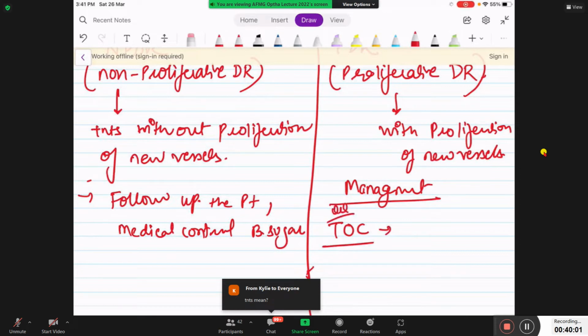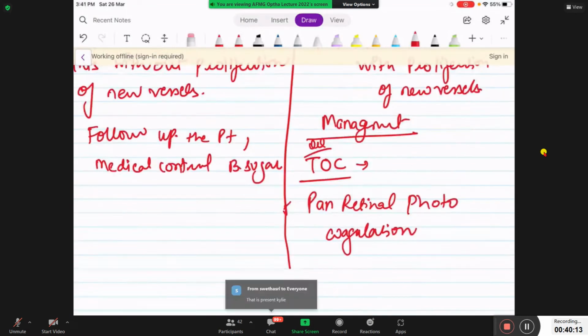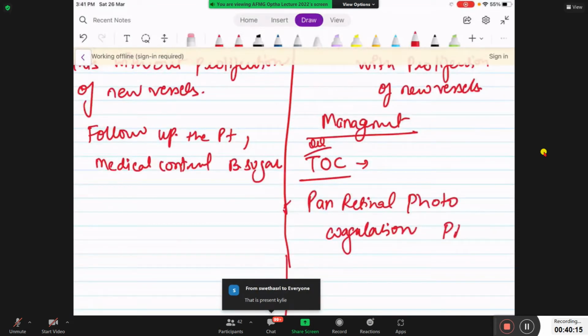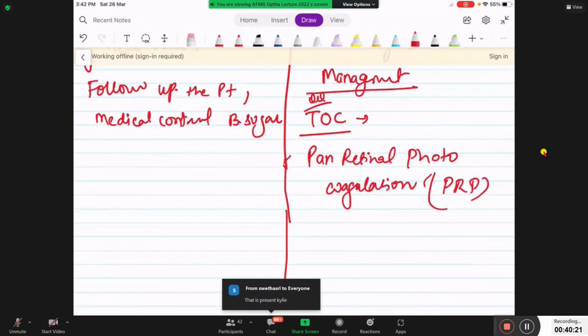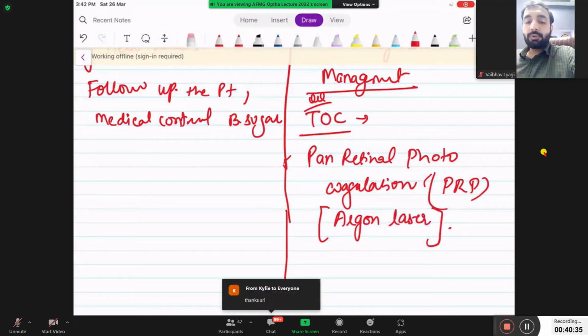Treatment of choice in PDR, the answer is pan-retinal photocoagulation, short form PRP. Which laser is used for this photocoagulation? Argon laser is used. And which laser were we using in posterior capsulotomy and iridotomy? Nd:YAG laser.